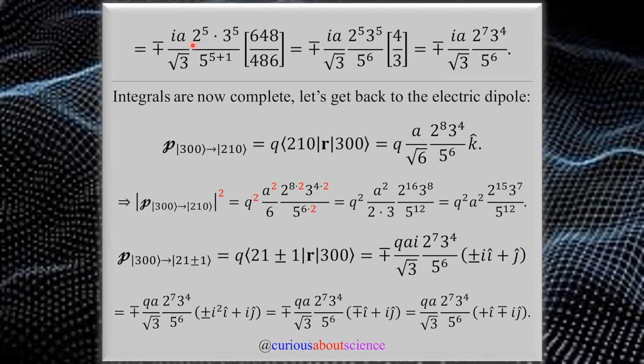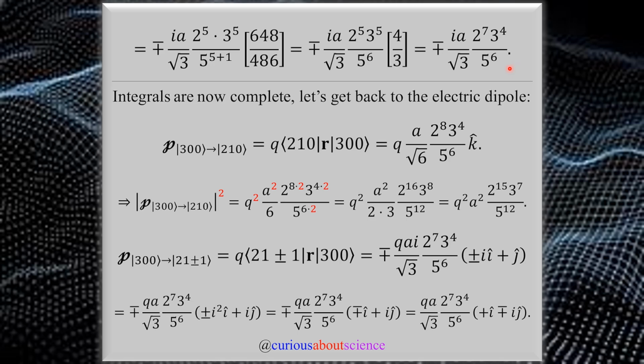and summarize. So again, clean, summarize, just bullet it all down. What you see here is that you end up with iA over root 3 instead of root 6. Then you have 2 to the 7th instead of 2 to the 8th, 3 to the 4th, 5 to the 6th, things like that. Okay.